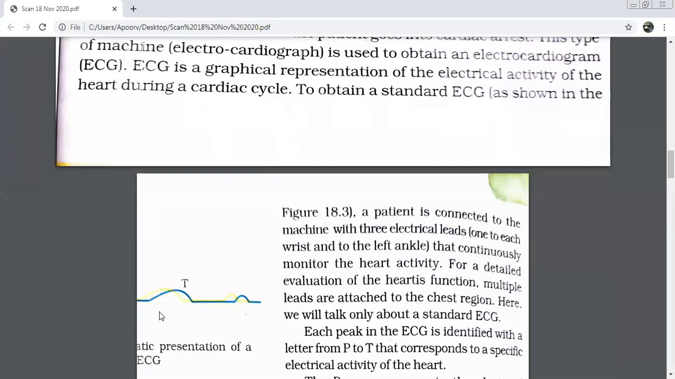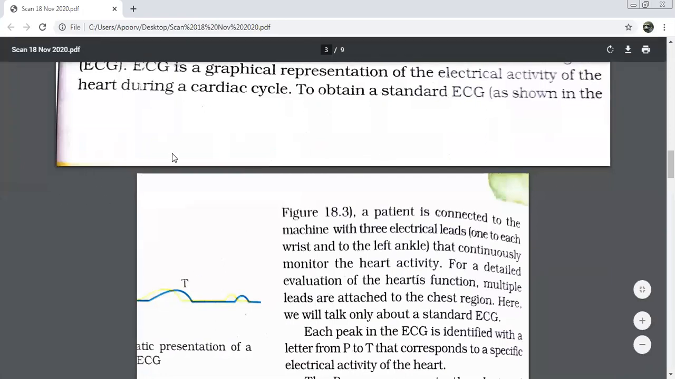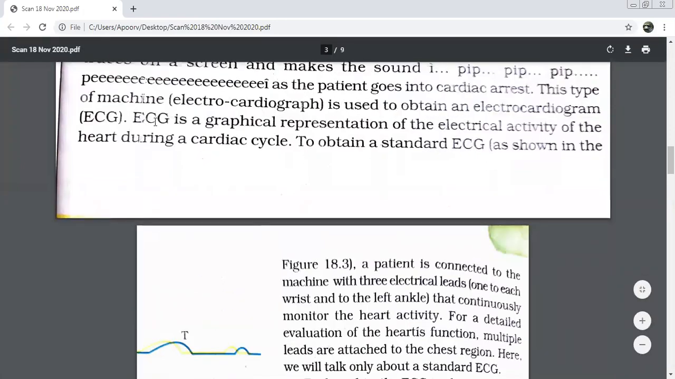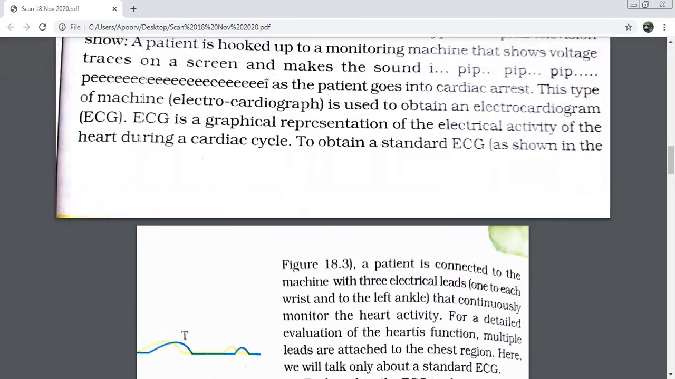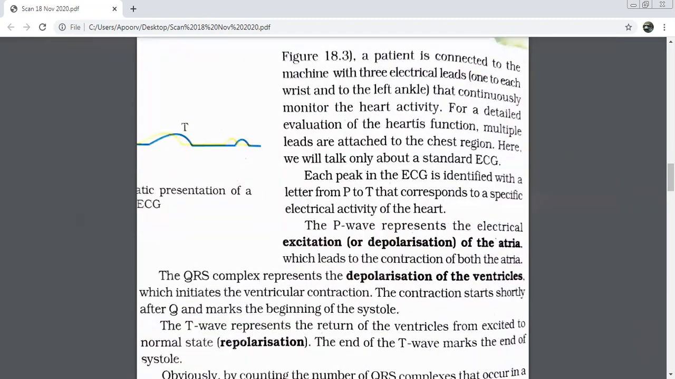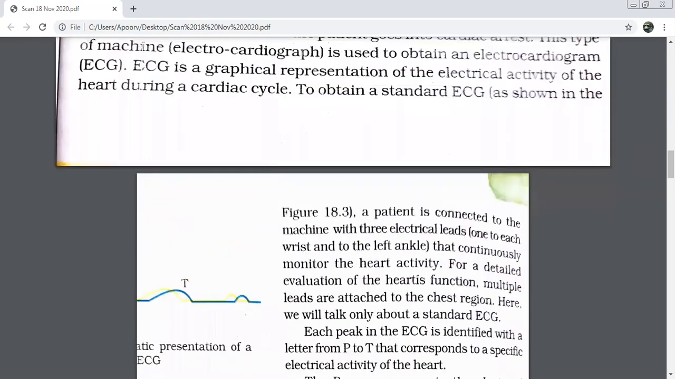Now the graphical representation of electrical activity of the heart during a cardiac cycle is what we call ECG. So this graphical representation is called what? Electrocardiograph or electrocardiogram? Electrocardiogram. Yes. Electrocardiogram.